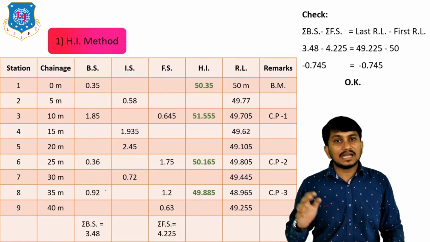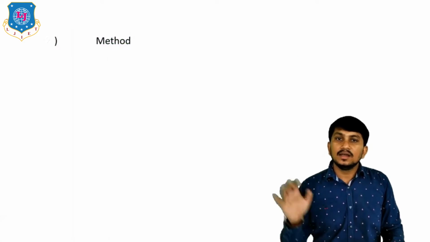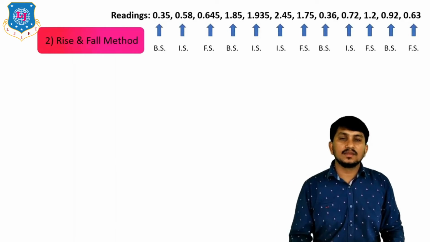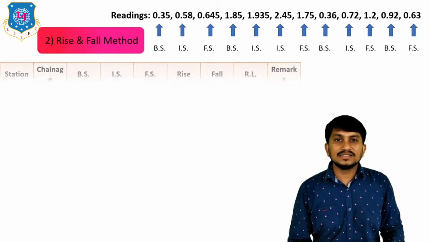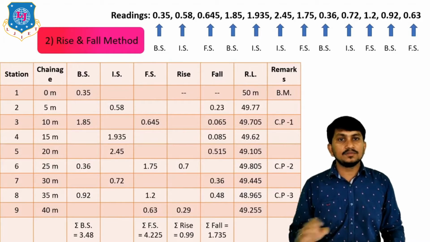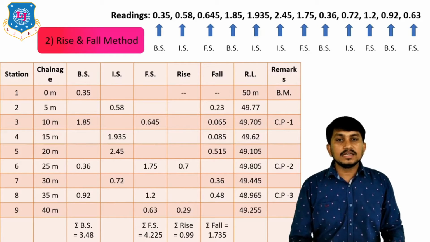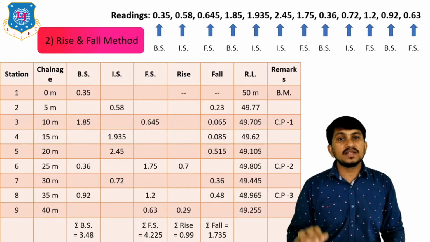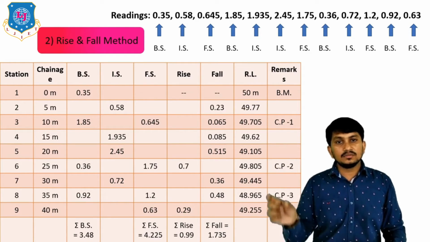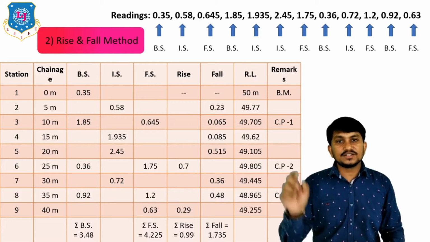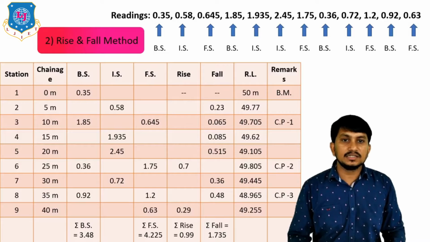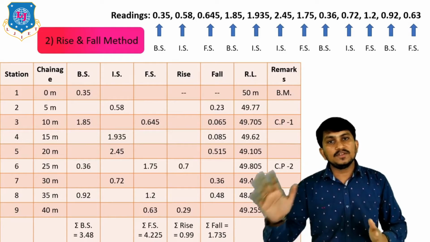Now we will calculate the RL of points using rise and fall method. These are the readings. Using these readings, we can prepare the page of level book like this. Here there is one change. In rise and fall method, HI cannot be calculated, so the HI column is missing. Instead of HI, two columns are added which are rise and fall. There is a change from the previous method.